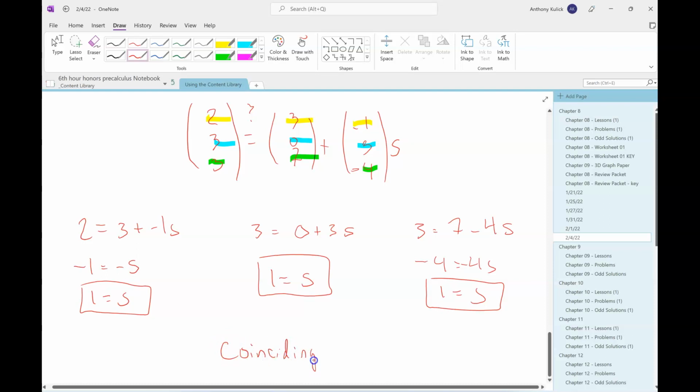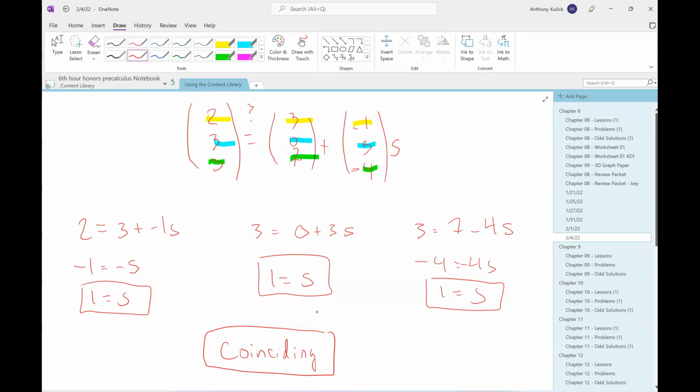Because if the lines are parallel, and a point from the first line lies on the other line, well, they all have to be the same line, right? Does that feel okay?